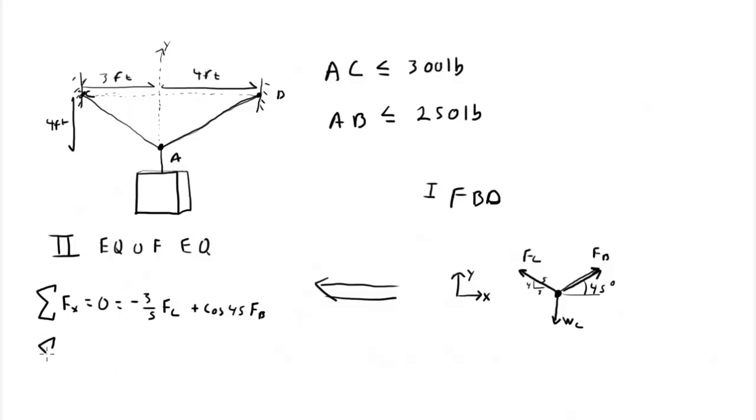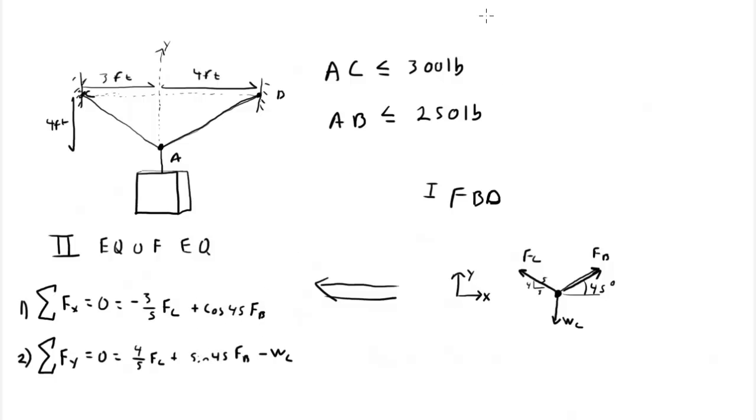We do the same thing in the Y direction. Sum of forces in the Y equals 0. So this is a positive 4/5 FC plus the sine of 45 times FB minus WC. So now we have equation 1 and equation 2. Now we need to see if we can solve these equations. If you'll notice, you have 3 unknowns, FB, FC, and WC, but only 2 equations. That means we need 1 more piece of information.